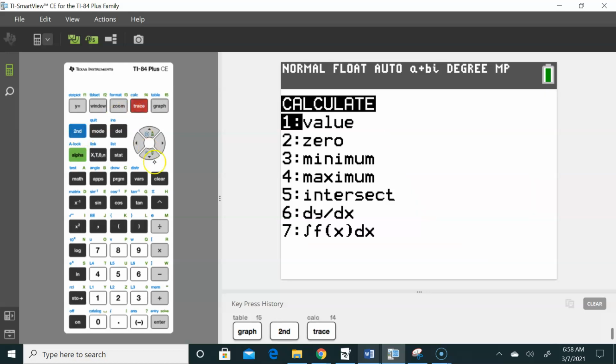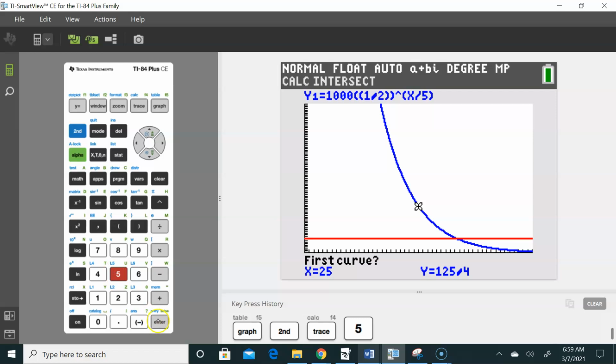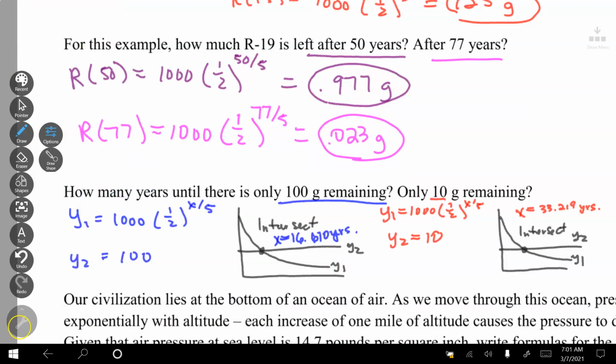Second trace, number 5, enter, enter, enter. And I'd see the intersection, and it probably would have worked the other way, but I do like seeing it more clearly. And you can see for the next one, I got an intersection of a little bit more than 33 years.